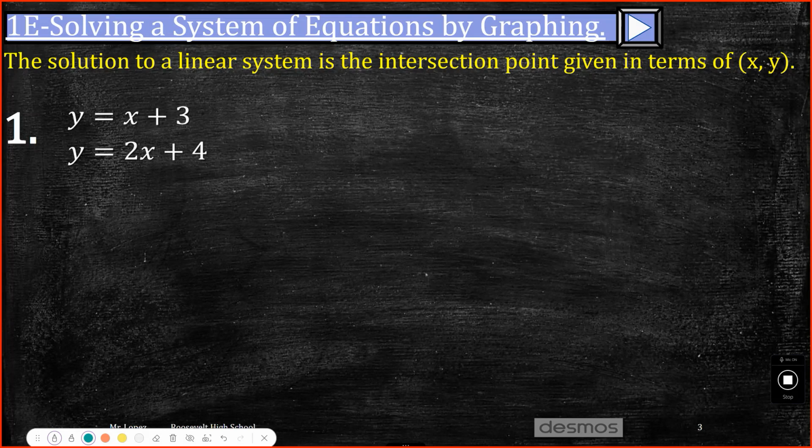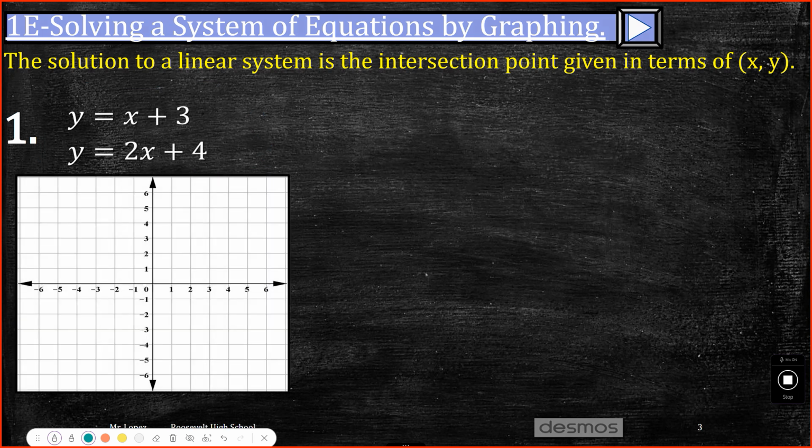All right, lesson 1E. How do we solve a system of equations by graphing? Okay, here we go. The solution to a linear system is where they cross each other, the intersection point, and it's going to be in terms of x and y. So we got these two equations, these two are lines on a graph, and let's say they do cross. What would be the intersection point where they cross each other?